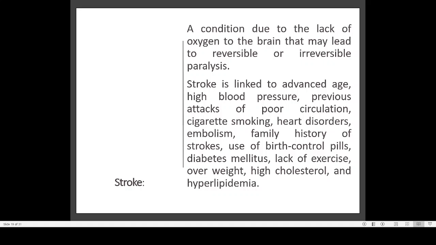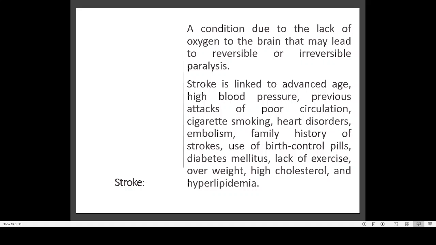Now another condition is known by the name stroke. You might have heard about this term stroke many times. Here you can see how a stroke usually takes place. Stroke is a disease or disorder happening to the brain.